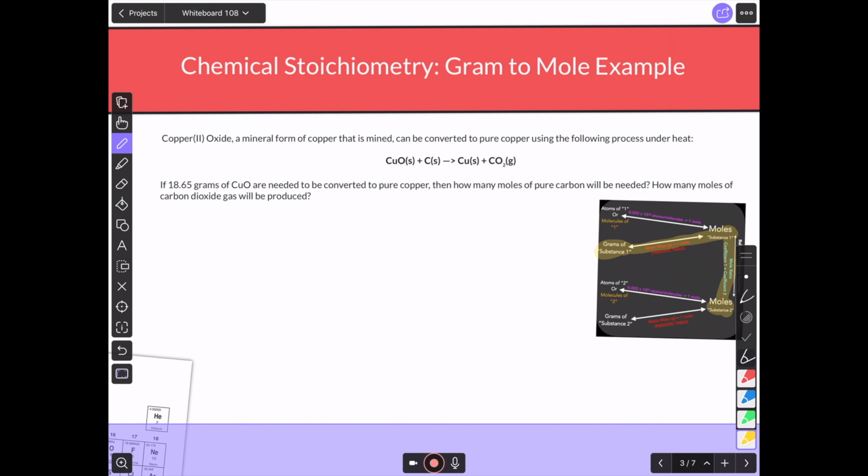So we start with our grams of our substance, 18.65 grams of CuO. And we're doing two problems, so I'm going to write them both out while I'm doing each step, because the steps are very similar to each other. If I'm starting out with grams of CuO, then grams of CuO has to go on the bottom for my first conversion factor.